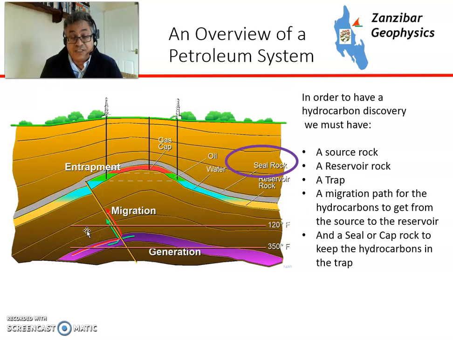Within a trap, it needs a reservoir rock to store it. This is a porous rock, such as a sandstone or a limestone. And to cap it all, you need a cap rock or a seal, which is what prevents the hydrocarbons from leaving the reservoir and floating on upwards. And the cap rocks or the seals are the hardest thing to predict within petroleum exploration.